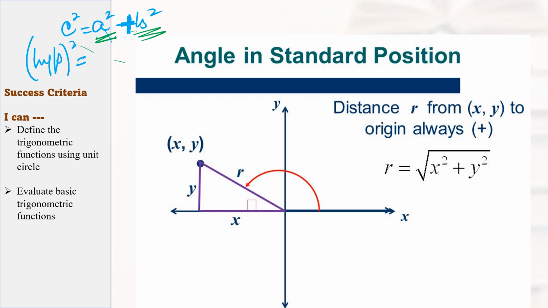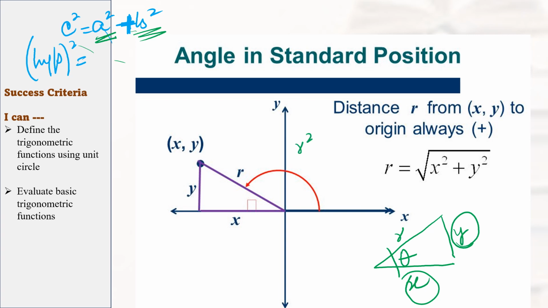Now looking at our case, which we were studying before, this was the theta, this was the y, this was the x, this is the r. So our opposite squared plus adjacent squared, so we can say that r squared equals x squared plus y squared. If we take the square root on both sides, we will get r equals the square root of x squared plus y squared. So memorize this formula also.